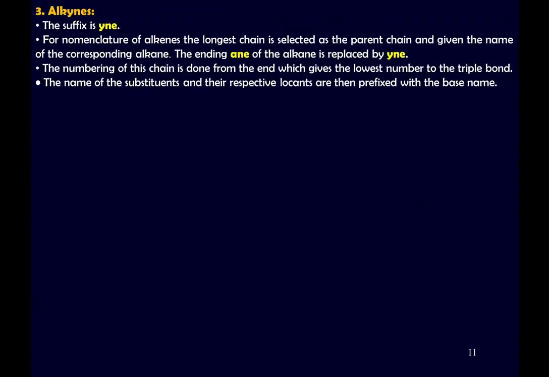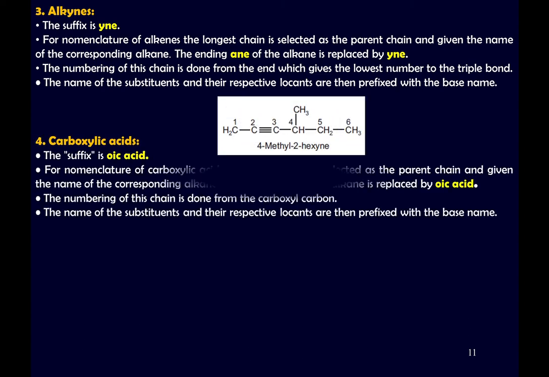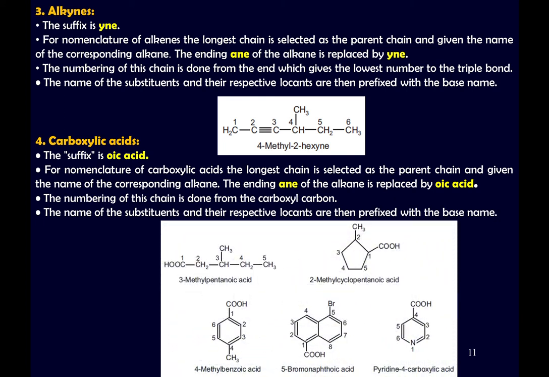In case of alkynes, the suffix will become yne. So ane gets converted to yne. So you have 4-methyl-2-hexyne. Carboxylic acids, the suffix will be oic acid, so e becomes oic acid. So you have 3-methylpentanoic acid, 3-methylcyclopentanoic acid, 4-bromopentanoic acid, and so on.